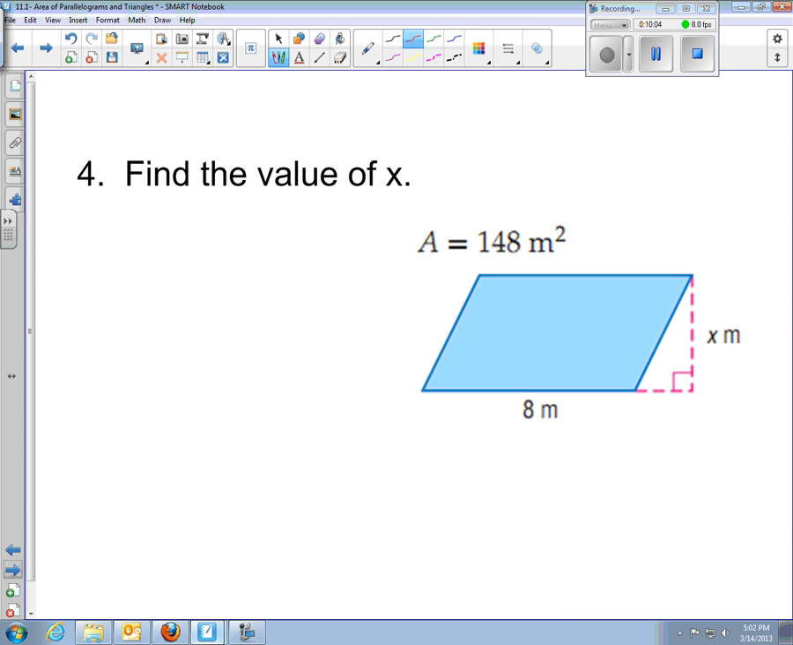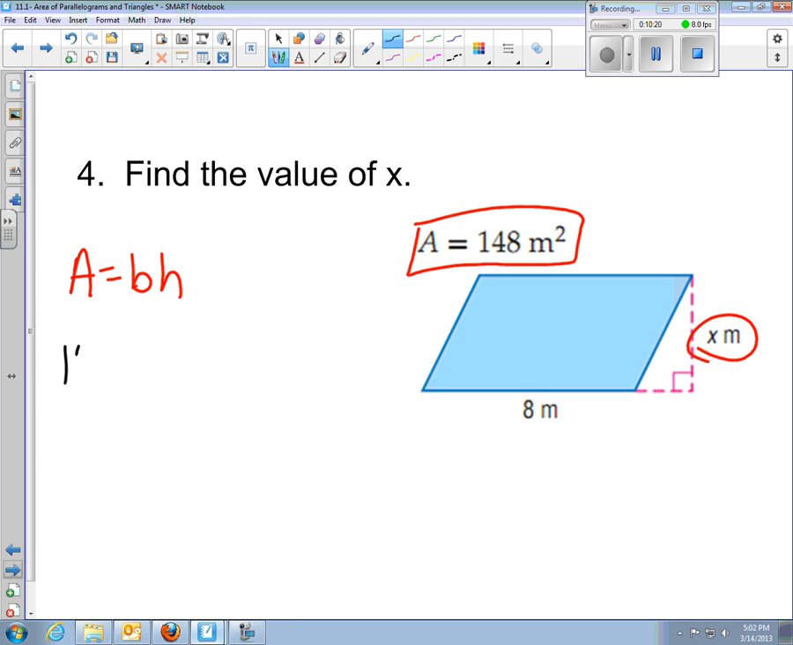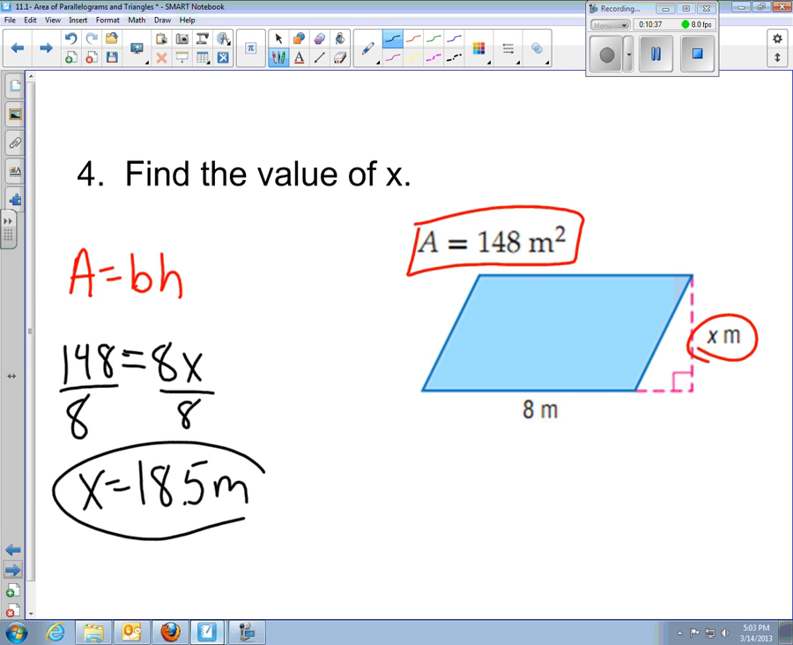All right, if we take a look at our next one, ooh, this one we're having a little backwards thinking. This time they give us the area and we need to find our height. The area formula for a parallelogram is base times height. So let's fill in what we know. The area is 148, our base is 8, and our height is x. So go ahead and solve that. We want to get x by itself, so we're going to divide each side by 8. And we find out that our x is 18.5 meters.